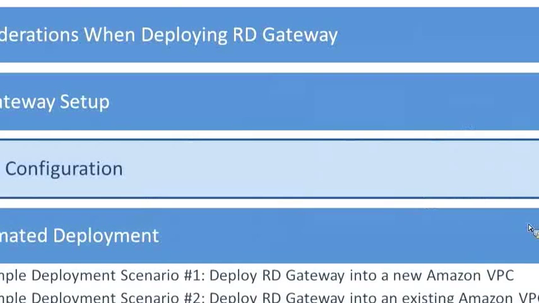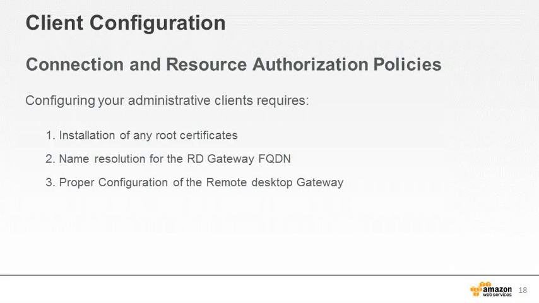Obviously, setting up your client configuration requires the installation of root certificates if that's necessary. If you went out and purchased a certificate from a root CA like VeriSign, then that would be a publicly accessible certificate chain. Your client could look it up, verify it, and not have to have a certificate installed. If you do self-signing, you do need to deploy that certificate to the client, and in that case, you need to install it.